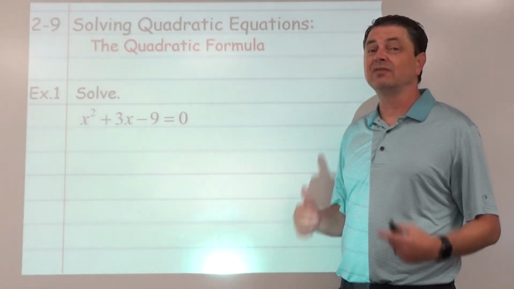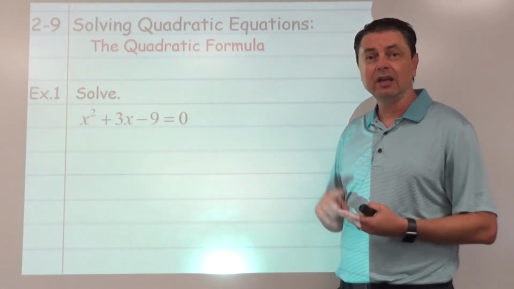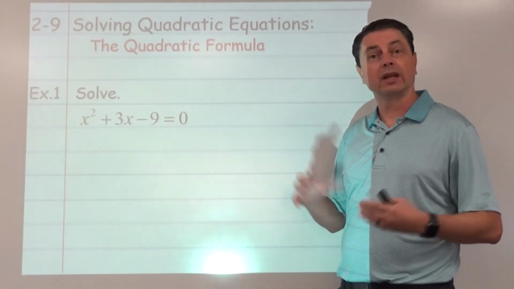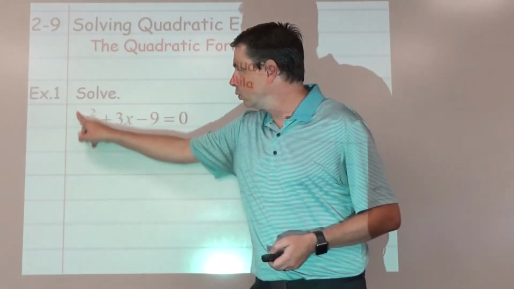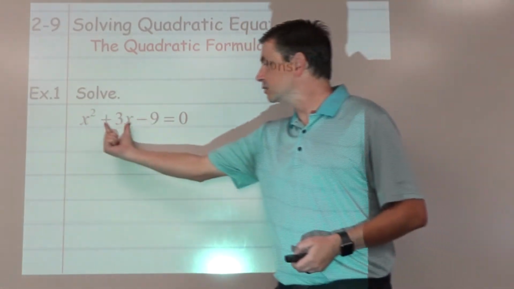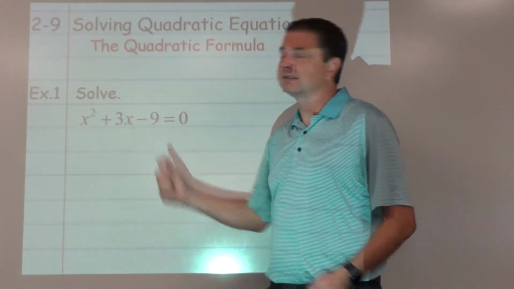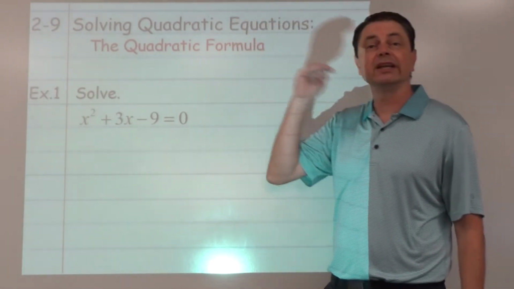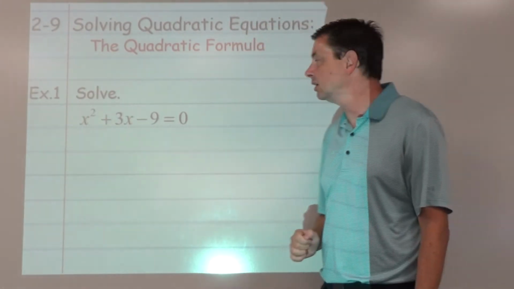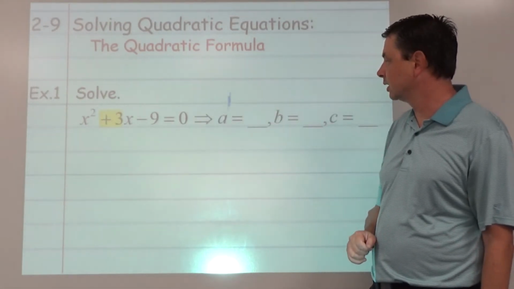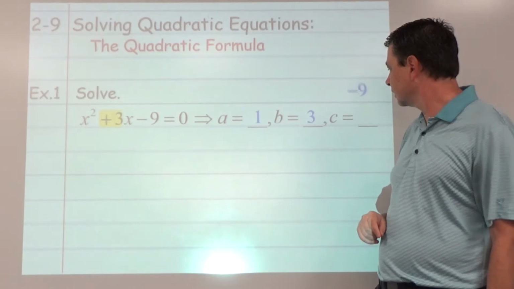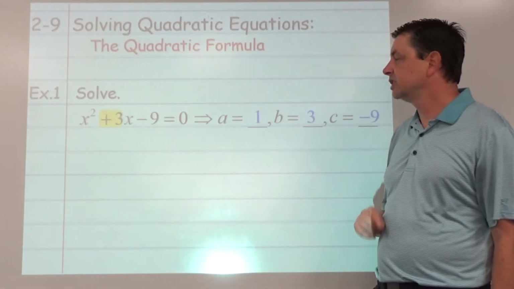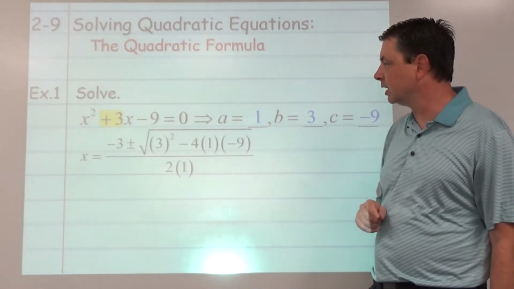We do want to identify our a, our b, and our c. All of those are numbers. So think about what those values are. A is 1, b is positive 3, and c is negative 9. So we're going to substitute those into the quadratic formula. So here we go into the quadratic formula.